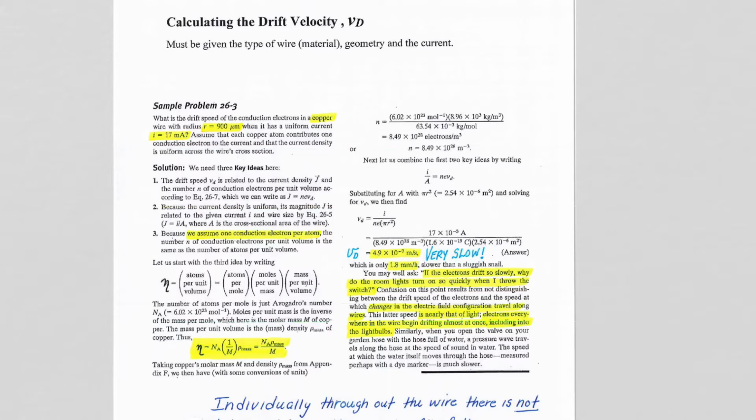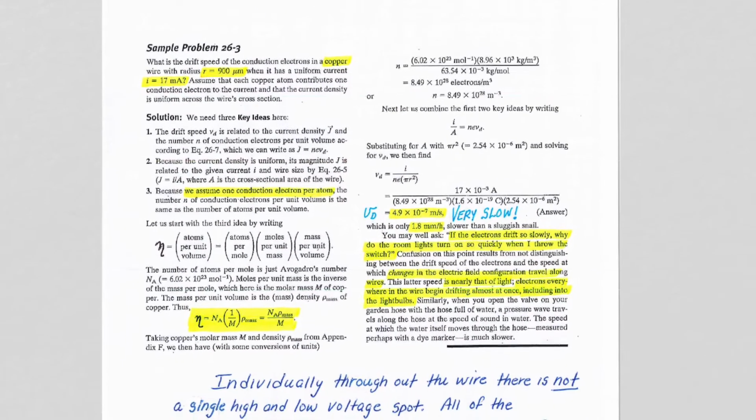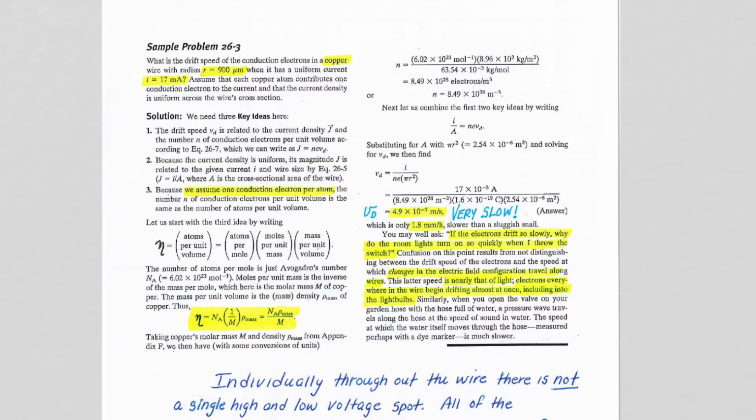Here we have an example taken right from your textbook, but I think it's very instructive for a couple of reasons. One is to allow us to take a real life situation where we have a copper wire, the radius of the wire, 900 microns, so a typical wire with 17 milliamps flowing through it, to calculate the actual speed of the electrons in this wire when the current is flowing at 17 milliamps.